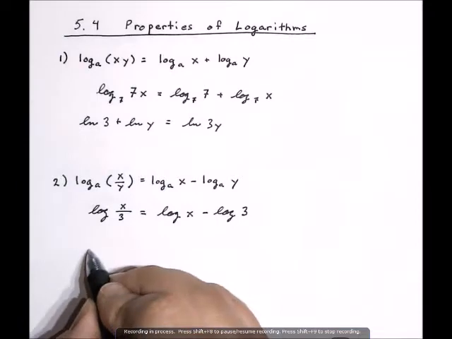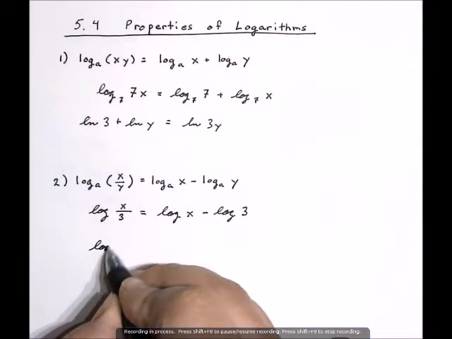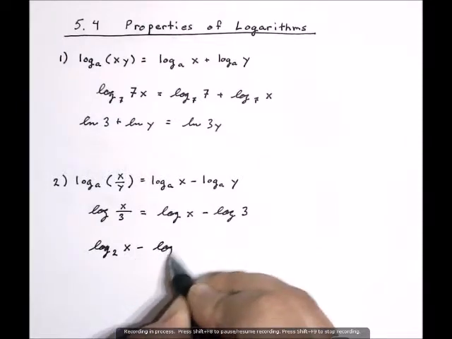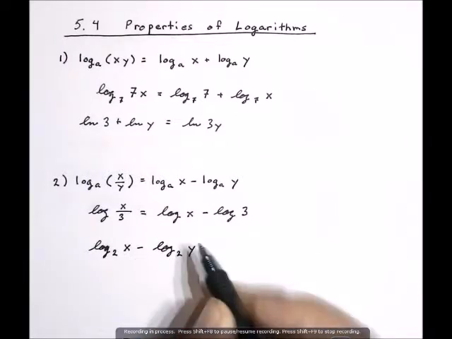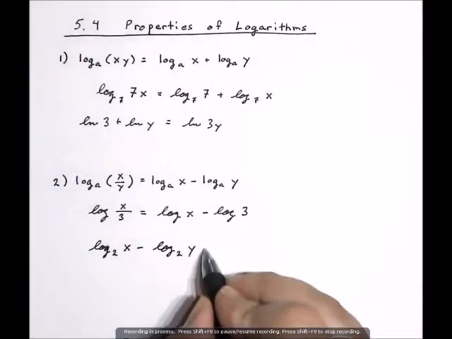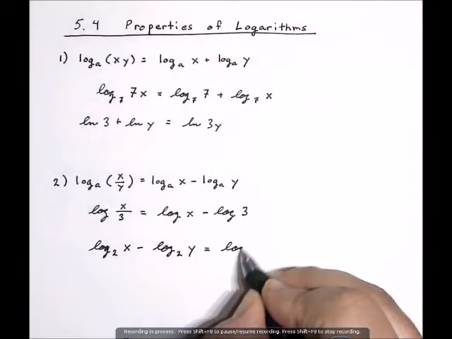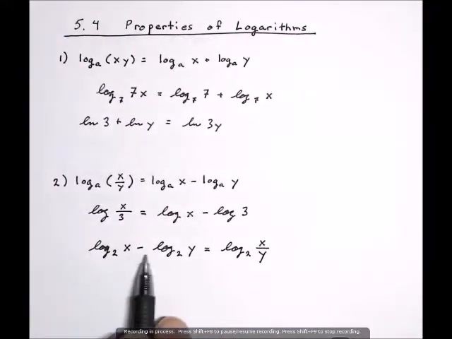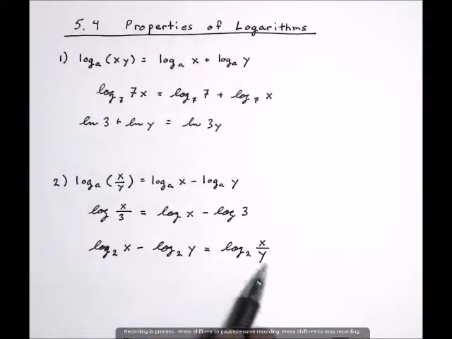Or log base 2 of x minus log base 2 of y can be rewritten as log base 2 of x over y. Here, if it has a negative, it goes on the bottom.